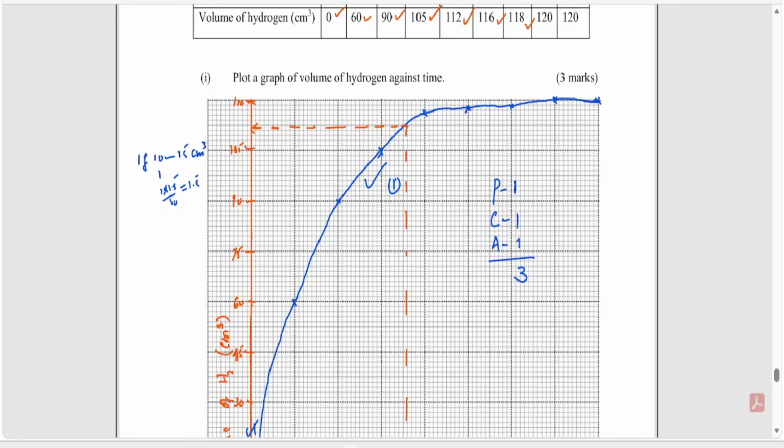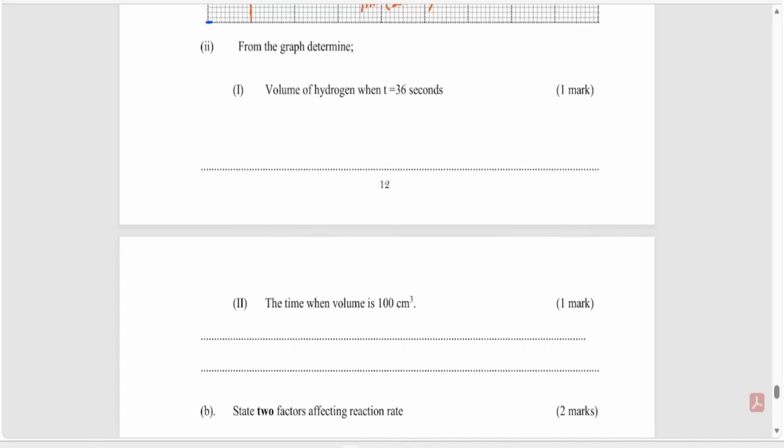So if I read my 1 small square representing 1.5, then I have how many small squares? I have 1, 2, 3, 4, 5. So 5 times 1.5 is 7.5, plus 105 is equivalent to 112.5. So that is my answer, 112.5 cubic centimeters.